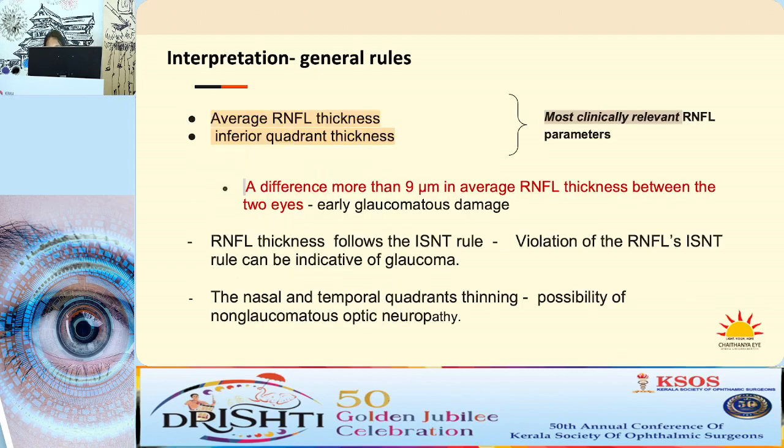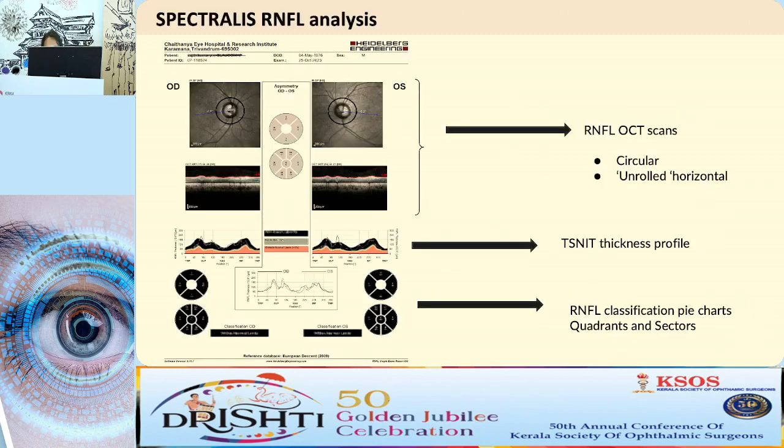The average RNFL thickness and the inferior quadrant thickness are the most clinically relevant RNFL parameters, and a difference of more than 9 micrometers in average RNFL thickness between two eyes is suggestive of early glaucomatous damage. And RNFL thickness also follows the ISNT rule, and violation of this can be indicative of glaucoma. But if there is a nasal and temporal quadrant thinning, we have to think of the possibility of non-glaucomatous optic neuropathy also. So this is a Spectralis RNFL analysis printout.